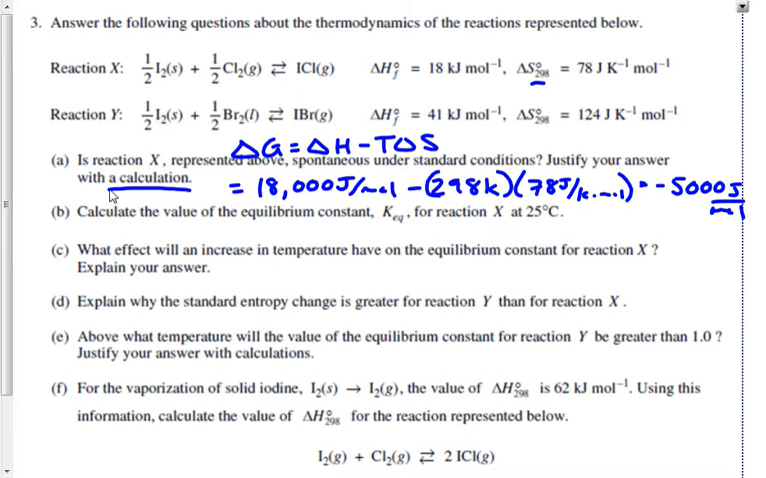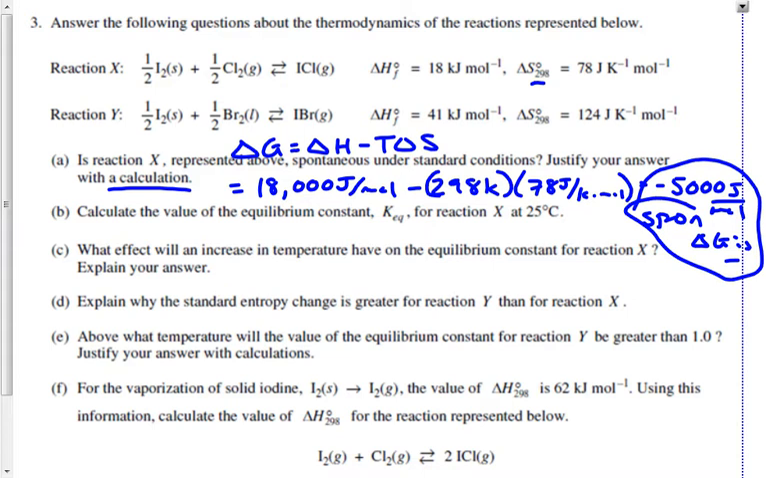So the calculations were the point, and then your justifications are the point. So it's negative 5,000, so it is spontaneous because G is negative. And that's the answer that you should be saying: it is spontaneous because change in G is negative. That's all my answer right there. 2 points.